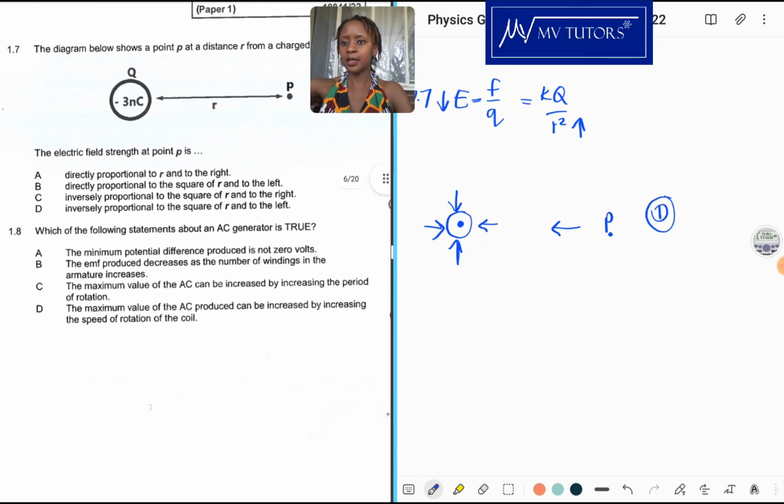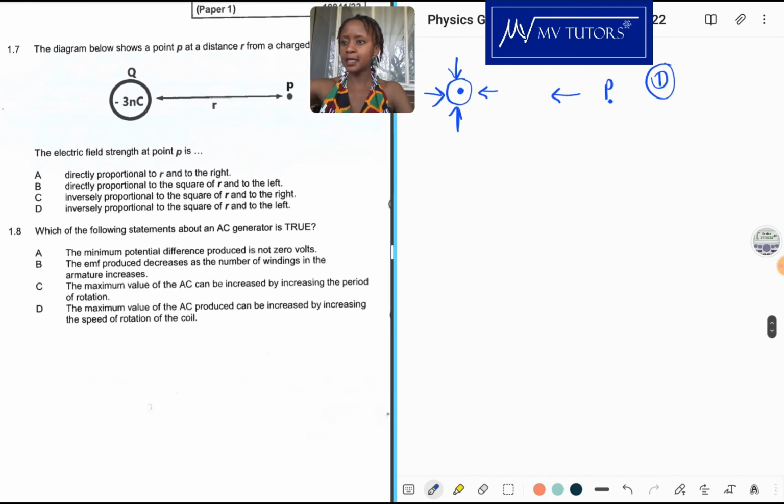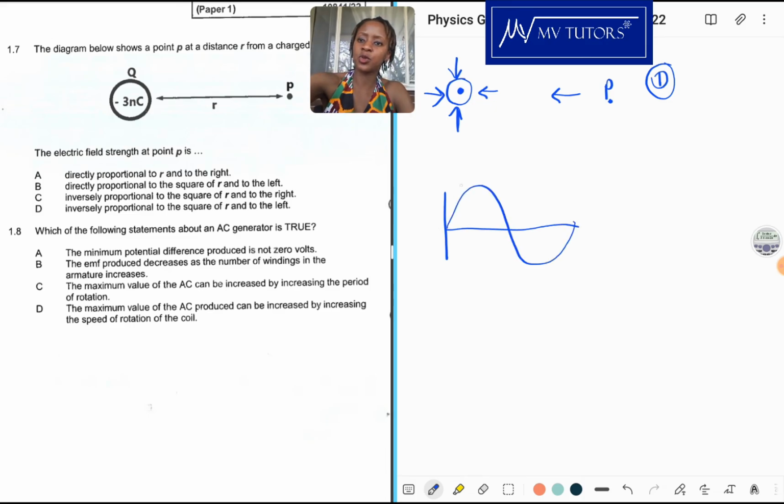And now we get to 1.8. Which of the following statements about an AC generator is true? The minimum potential difference. Remember, alternating current is this one here, where you have a wave. So this would be the period of the wave.